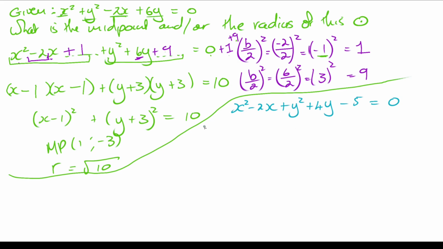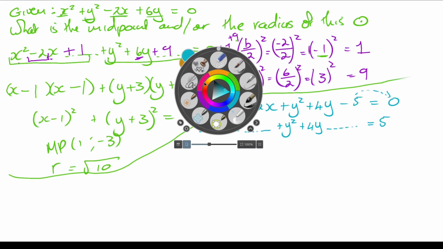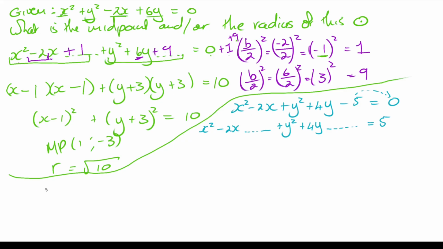Okay, so we've got x squared minus 2x, leave a little space, plus y squared plus 4y, leave a little space, and you take the 5 over to the other side, so it becomes positive 5. Now we do our little formula that we've studied really hard and memorized. We have b over 2 squared, and we're doing it for x first. It's -2 over 2 squared equals -1 squared equals 1. And we can say plus 1.